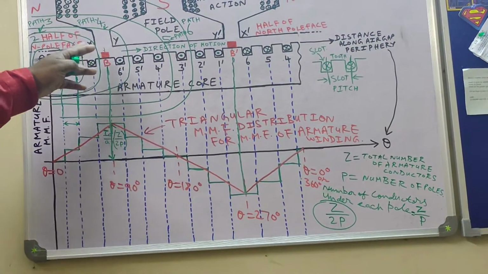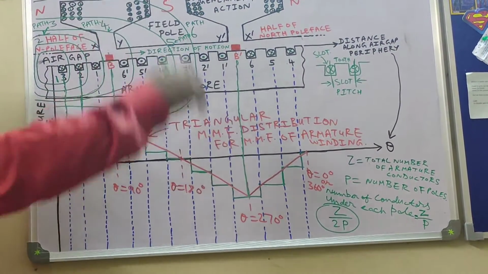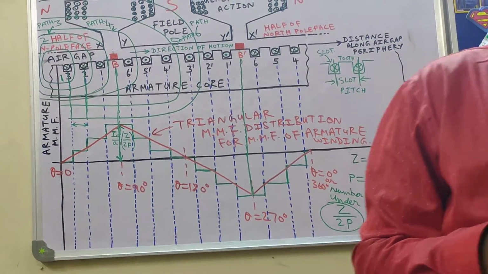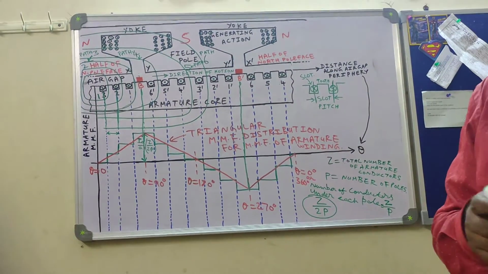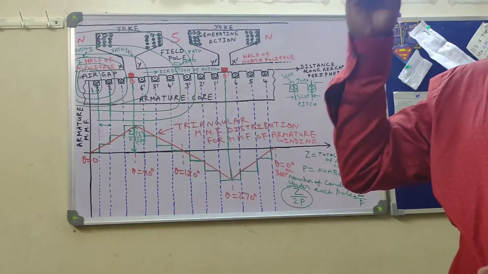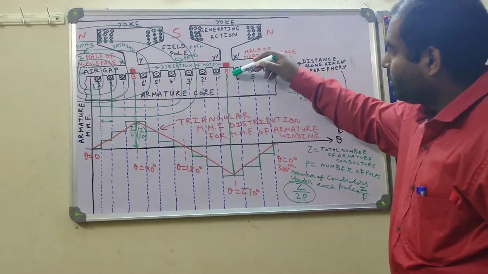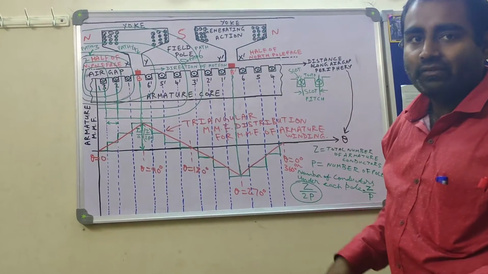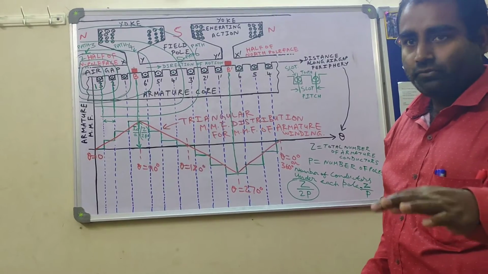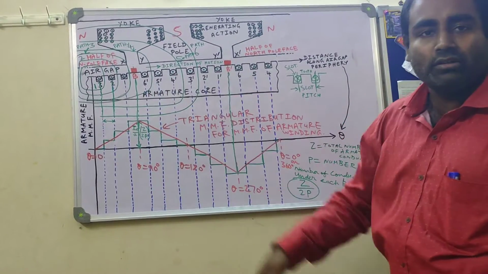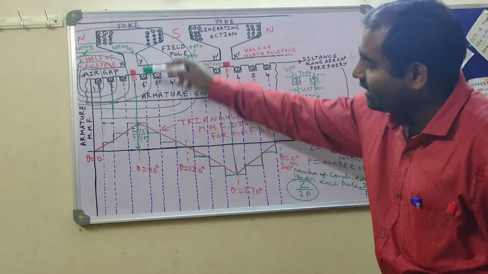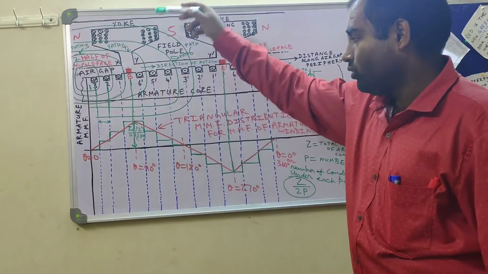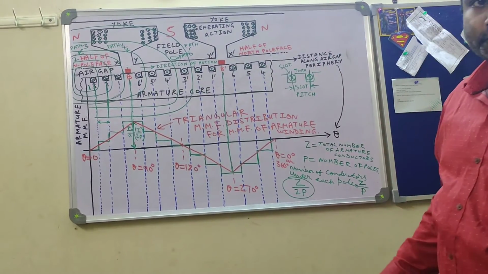But these brush B and B dash were shown to be placed along the interpolar axis. So you see, the peak of the armature MMF is going to take place along the interpolar axis, because brush B and B dash were placed along the interpolar axis in the diagram which I have drawn earlier. So the peak of the armature MMF for a DC machine is happening at the interpolar axis. Of course, one peak is positive, and the other peak is negative.